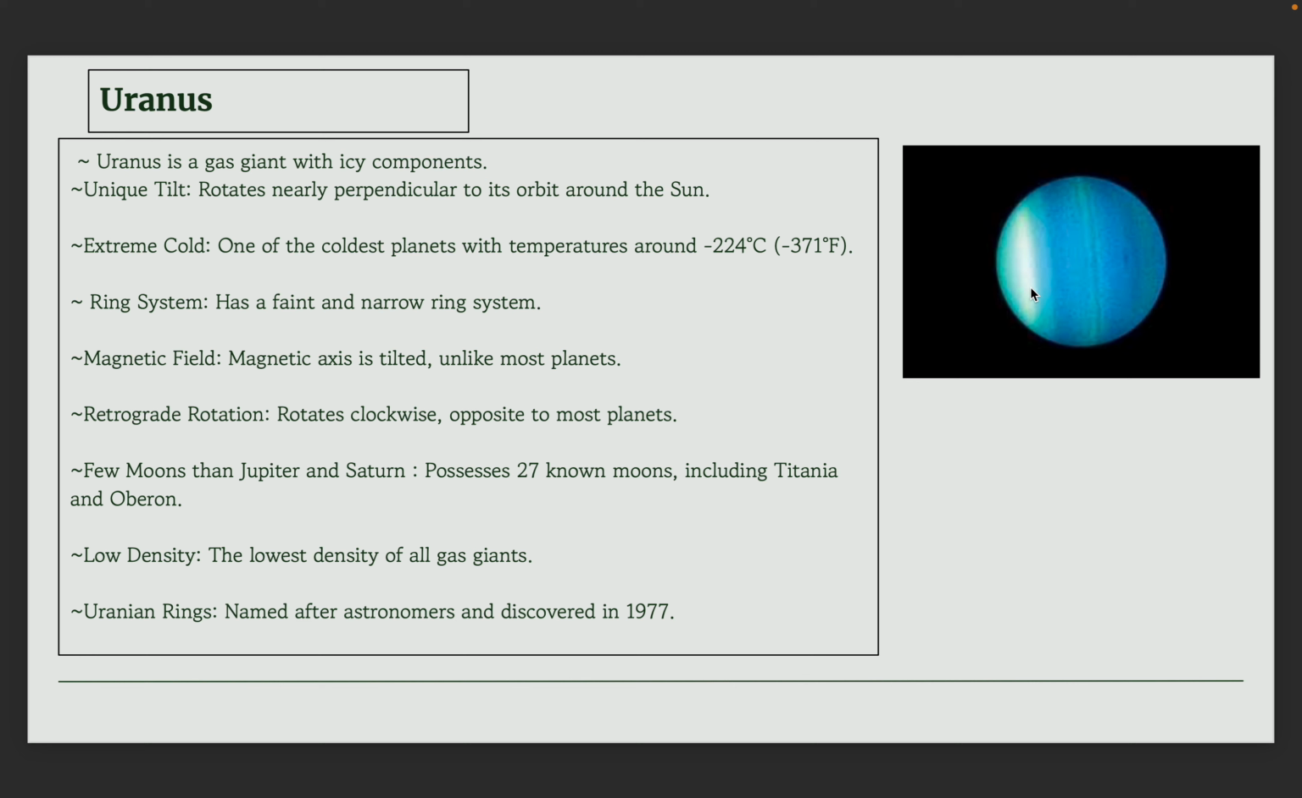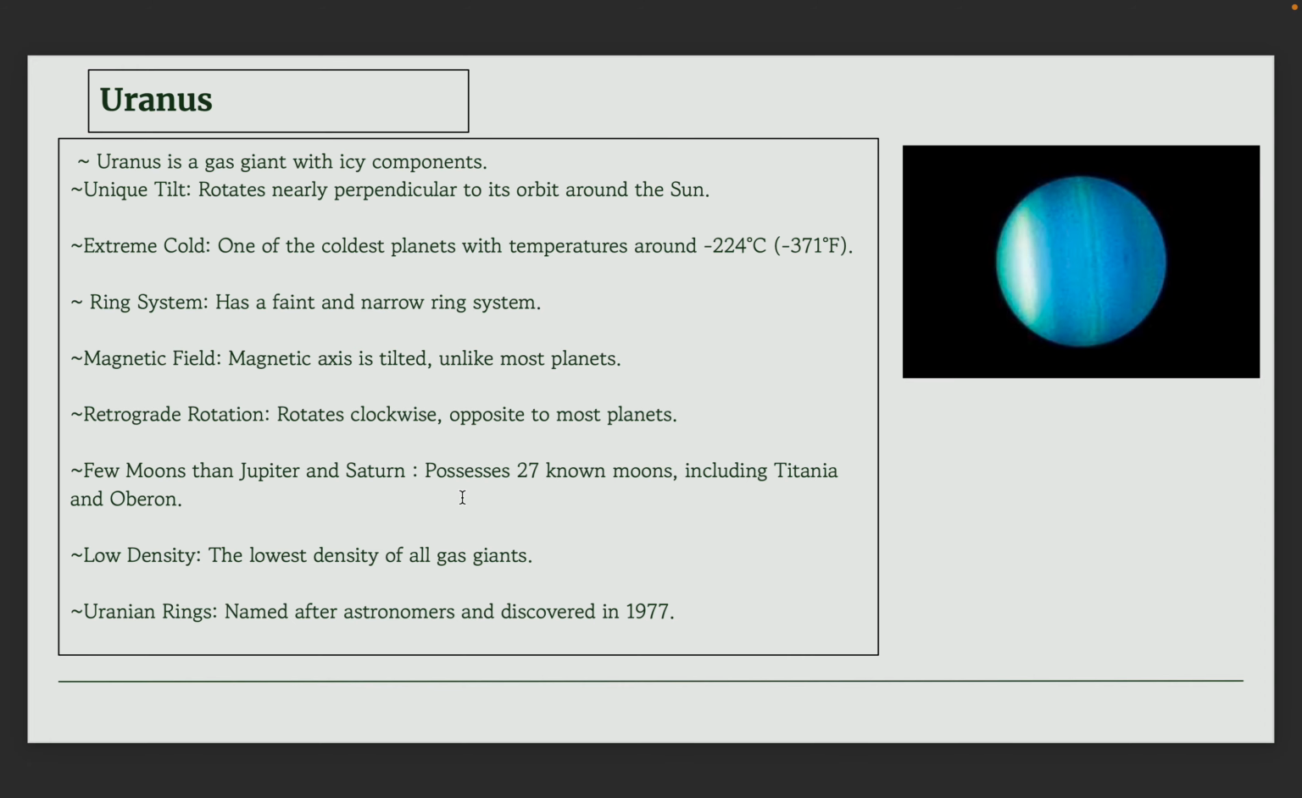Now it's time for Uranus. Uranus is a gas giant with icy components. Uranus has a unique tilt. It rotates nearly perpendicular to its orbit around the sun. Uranus is an extremely cold object, one of the coldest planets in the solar system, with a temperature of about minus 250 degrees Celsius. It has a faint and narrow ring system. The magnetic field axis is tilted for Uranus. Unlike most planets, Uranus rotates clockwise, opposite to the other planets.